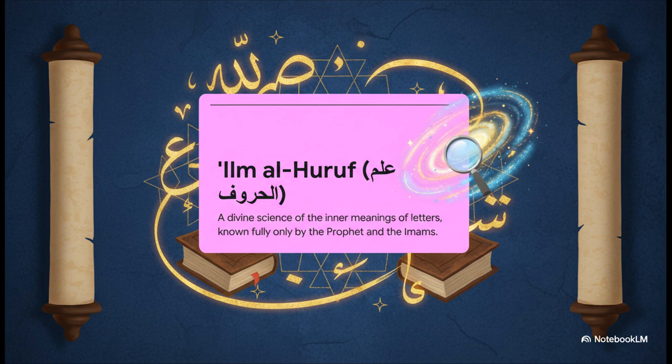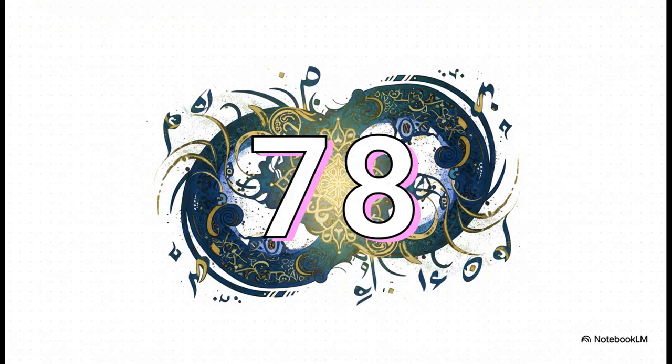It's about understanding the very essence of language itself as a reflection of the divine, a knowledge that was given by God, not something discovered by people. Here's a little detail that really makes you pause for a second. Get this, if you take all of the disjointed letters from all 29 chapters where they show up and you remove every single duplicate, you are left with exactly 78 unique letters.